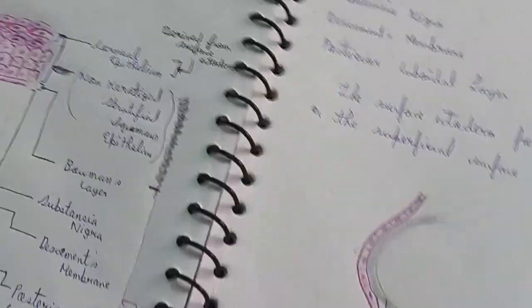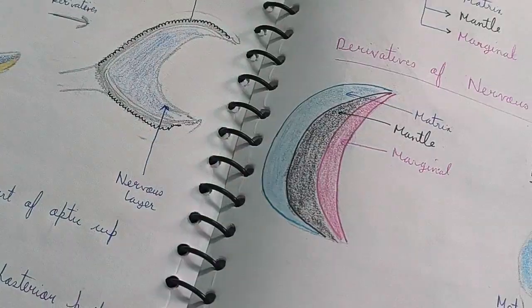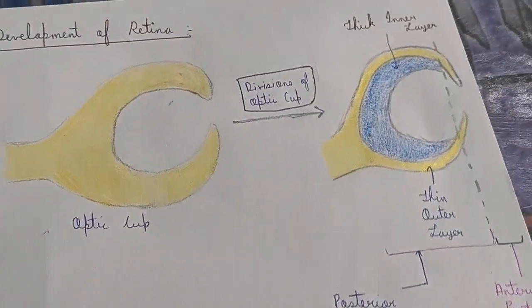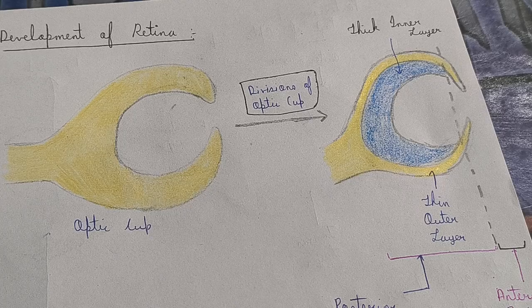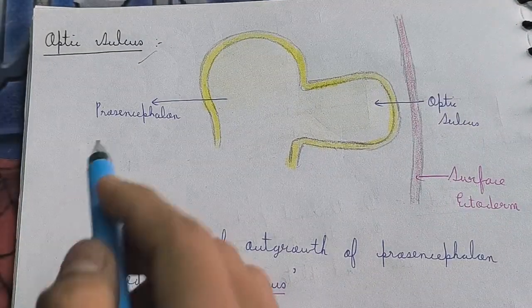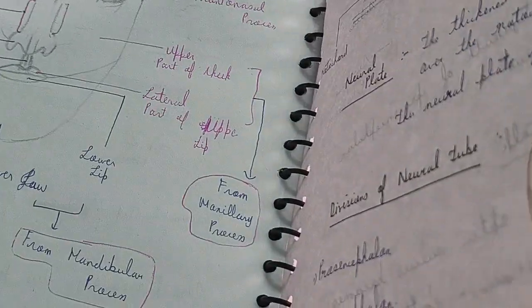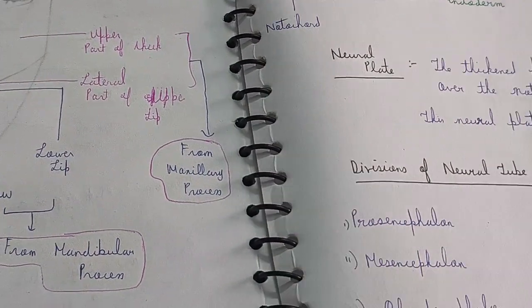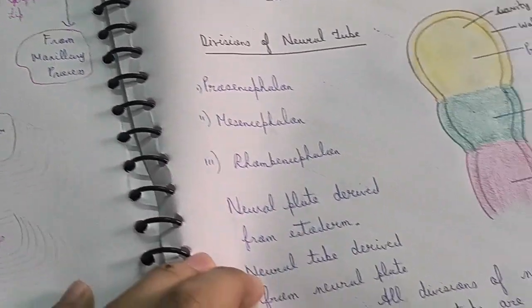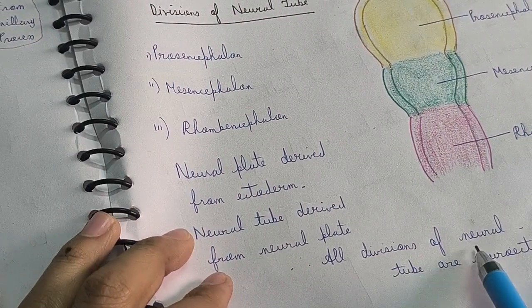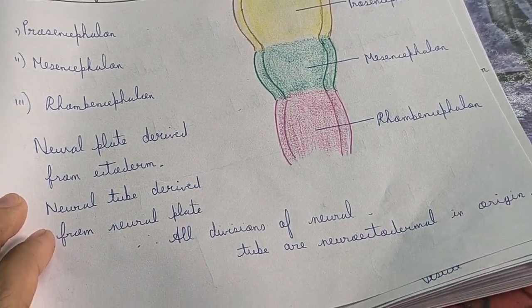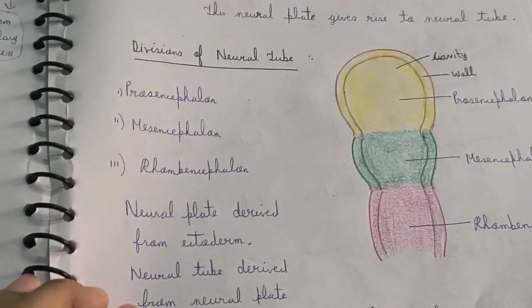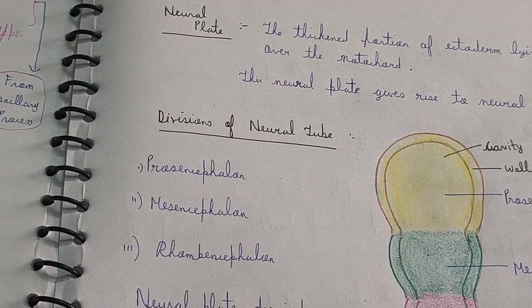The retina is obtained from the optic cup, and you already know that this optic cup is obtained from the prosencephalon. The prosencephalon is a division of the neural tube, and all divisions of the neural tube are ectodermal in origin. So the retina is ectodermal in origin.